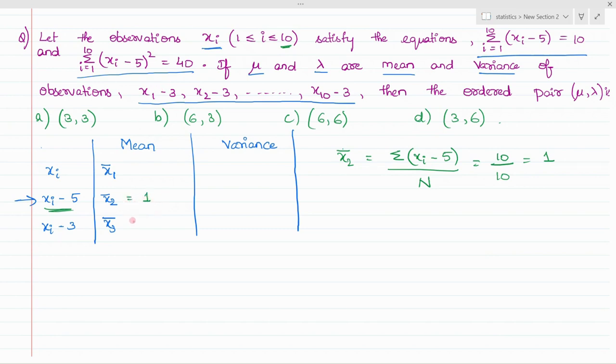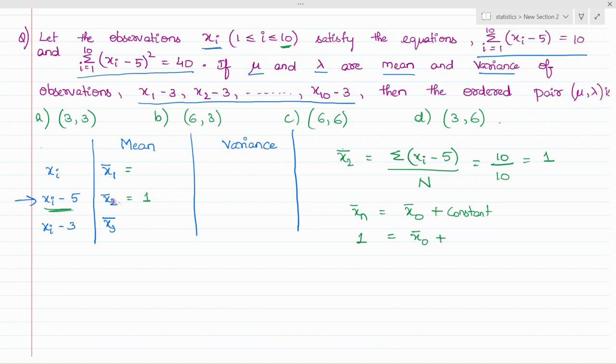Now, how do you calculate mean 1? This is the original mean. Just now we have discussed, when we add or subtract a constant value, the mean also behaves accordingly. So the new mean will be the old mean plus the constant value, right? Here, what is the new mean? The new mean is nothing but mean 2, that is 1. The old mean, we need to find out.